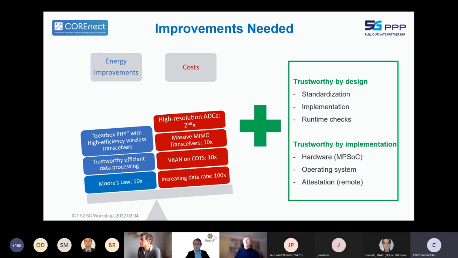A question: could you please clarify whether the gearbox PHY is proposed for new 6G spectrum or should also be considered for enhancing the use of 5G spectrum, FR1 and FR2? I think it should also be used for enhancing the 5G spectrum or replacing what we have now in the 5G spectrum.